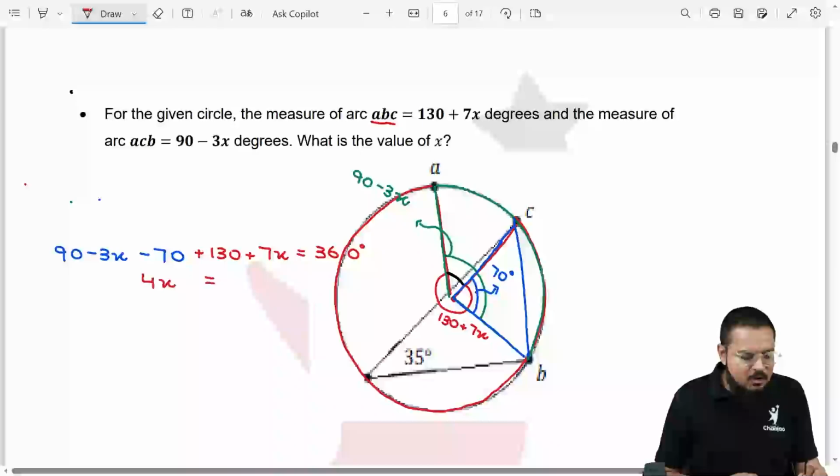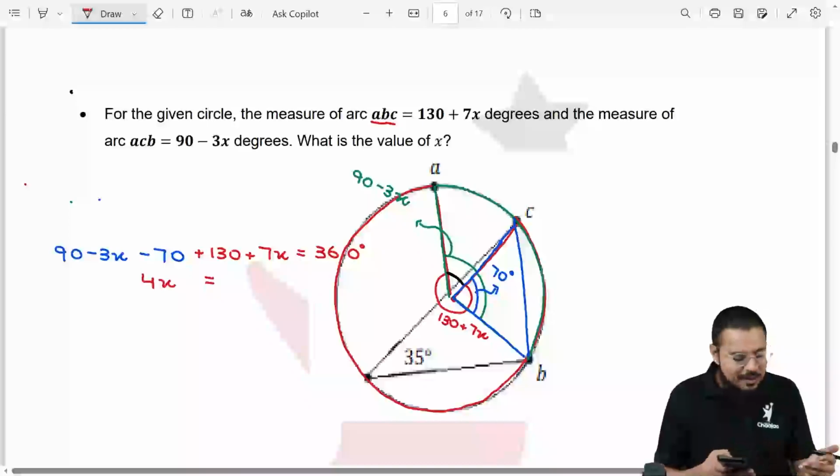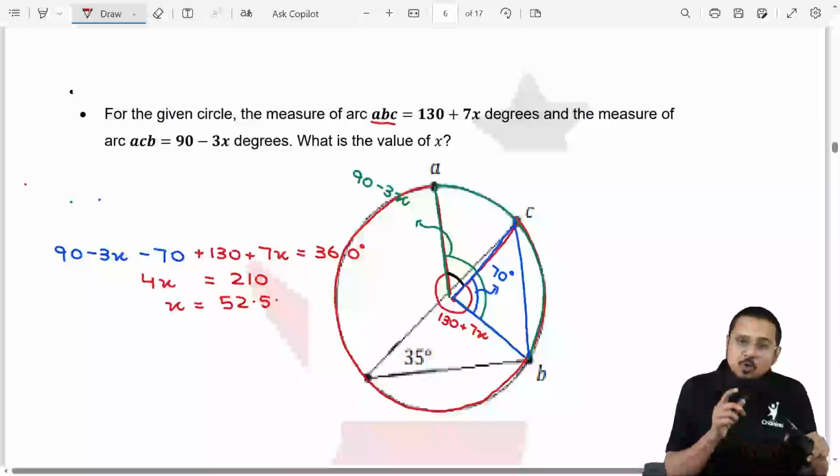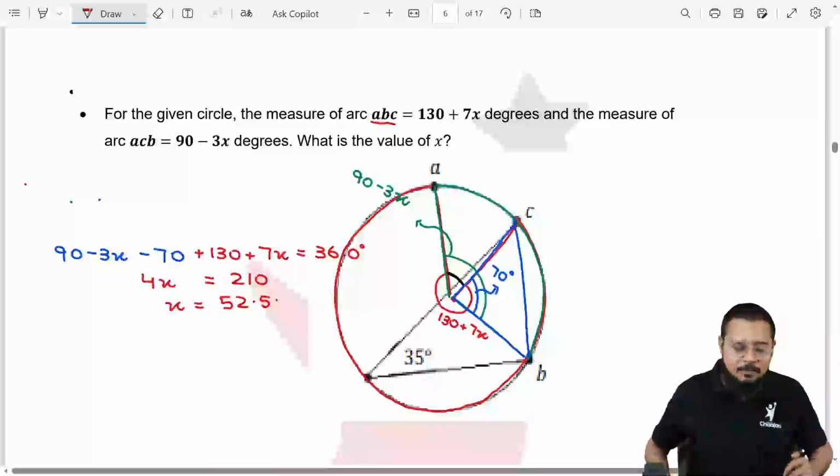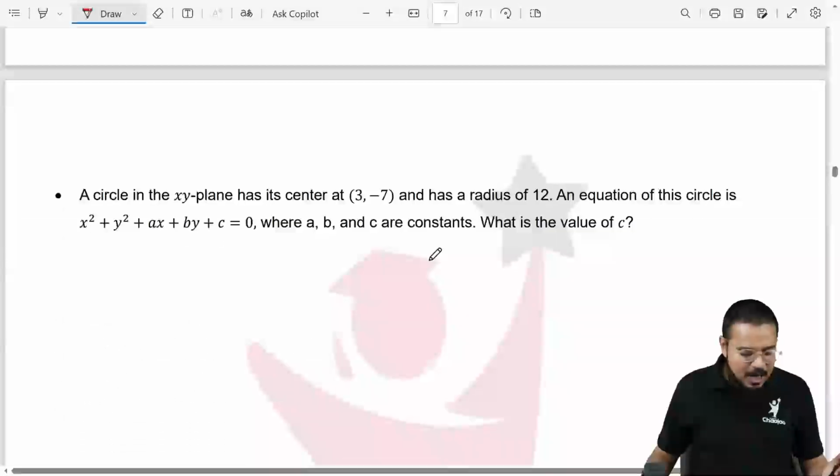And then everything on my scientific calculator again. So 90 minus 70, and then I see a positive 130. That's 150. Subtracting 150 on both sides. So 360 minus 150. I'm getting my right hand side equivalent to 210 degrees. And once you divide 210 by 4, that should be 52.5 for the value of x. So very good question again on one of the most critical properties of angle properties of circles basically. Okay, let's have a look at one more question.